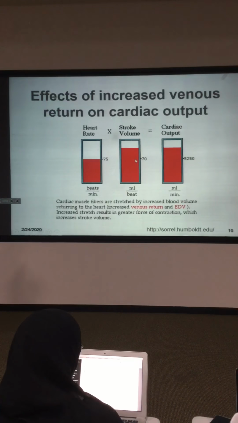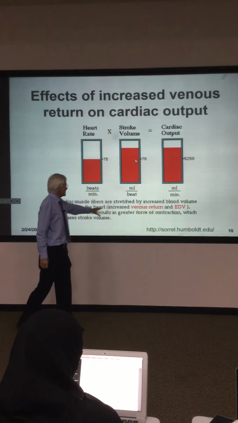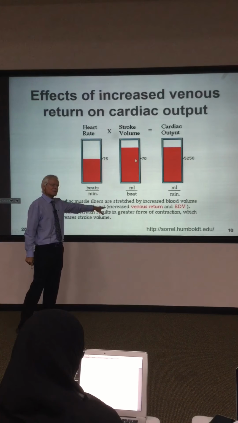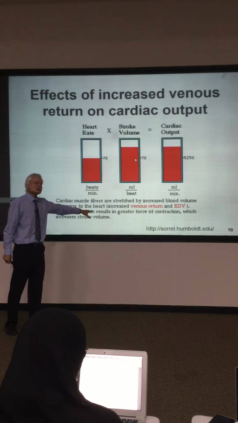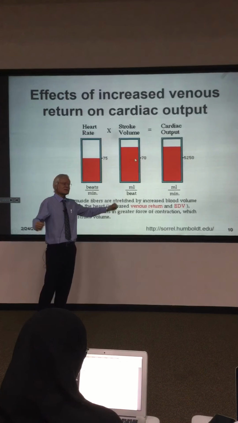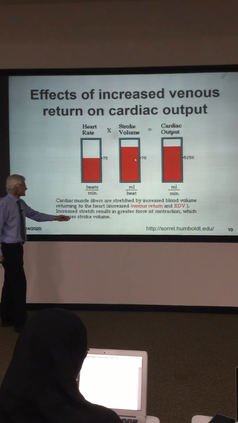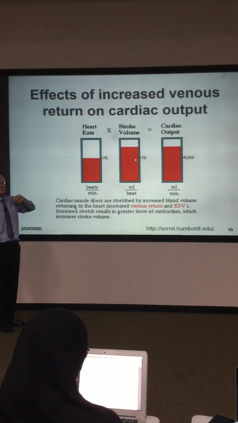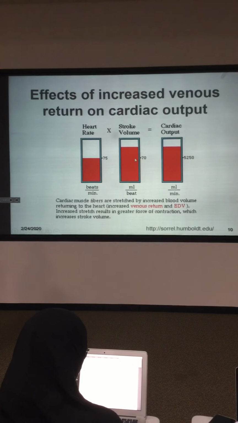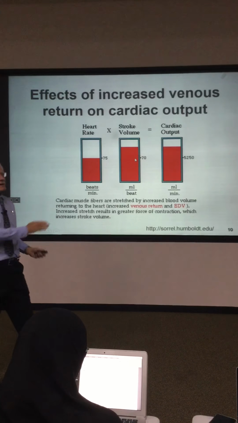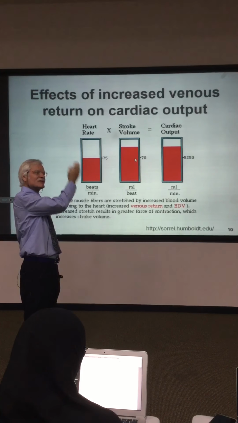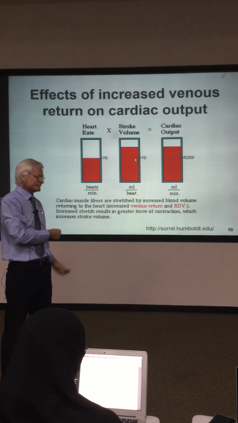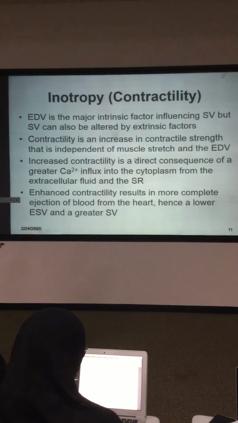So cardiac muscle fibers are stretched by increased blood volume returning to the heart, or increased venous return, and therefore end diastolic volume. Increased stretch of the heart results in greater force of contraction, which increases stroke volume. Yeah? So this is preload. Remember preload, remember Frank-Starling. Remember, as you increase end diastolic volume, you increase the stroke volume, or the force of contraction. Automatic.